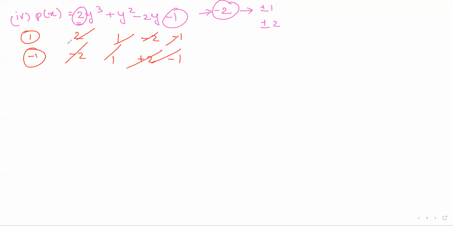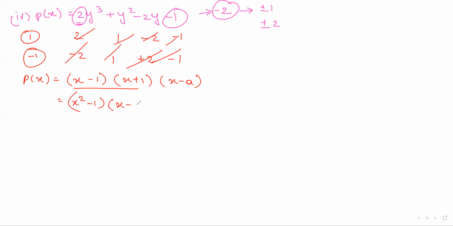If you get two factors, try to use them so that your actual division process gets reduced and your calculation time is further reduced. So your P of x will be equal to x minus 1, x plus 1 into x minus a. What is this? A minus b, a plus b formula is a squared minus b squared, which is x squared minus 1, into x minus a. So you'll divide your P of x by x squared minus 1, and whatever you get in the quotient will be a linear polynomial, and that will be equivalent to x minus a.